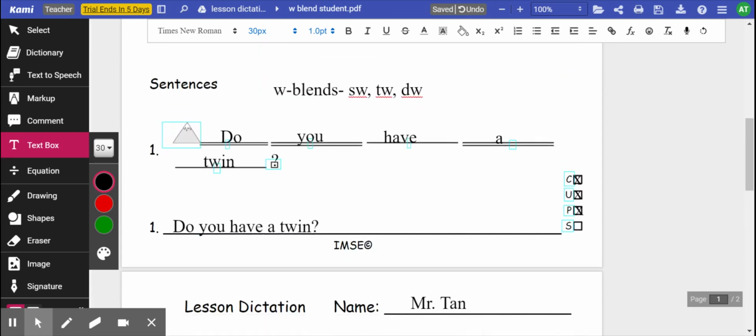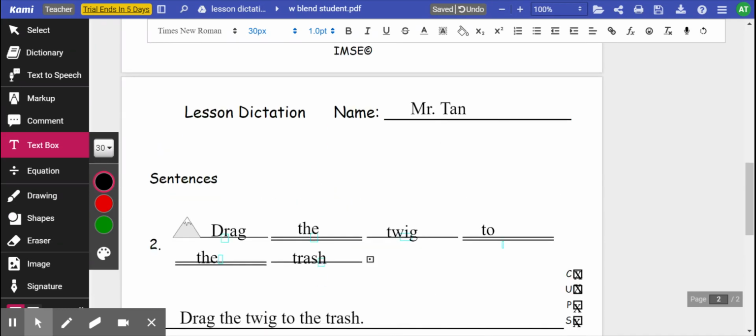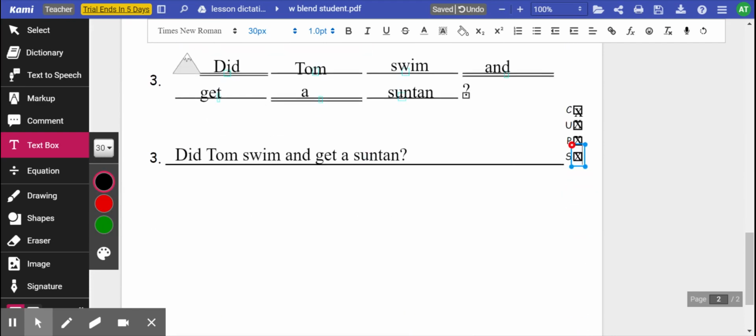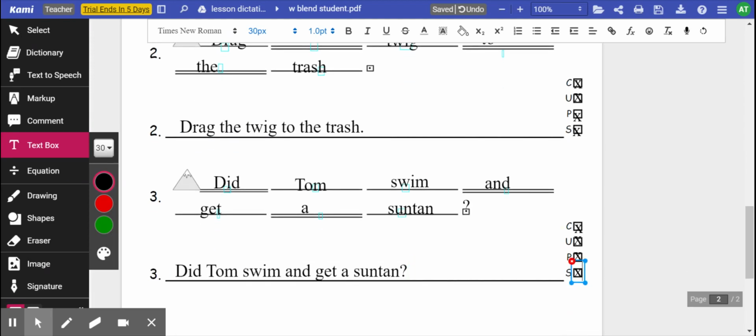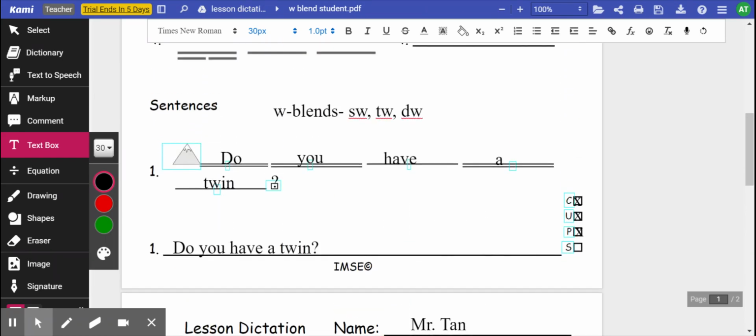Number 1. Let's start again. Do you have a twin? 2. Drag the twig to the trash. 3. Did Tom swim and get a suntan? So 3 is, did Tom swim and get a suntan? 2 is, drag the twig to the trash. And 1 is, do you have a twin?